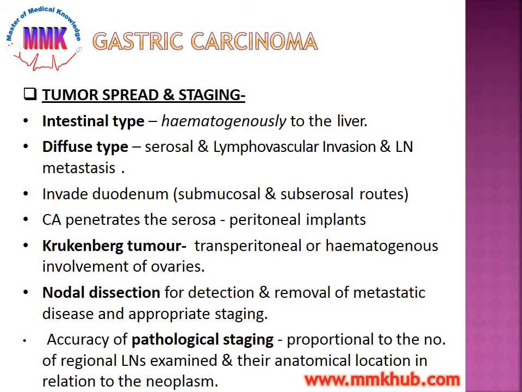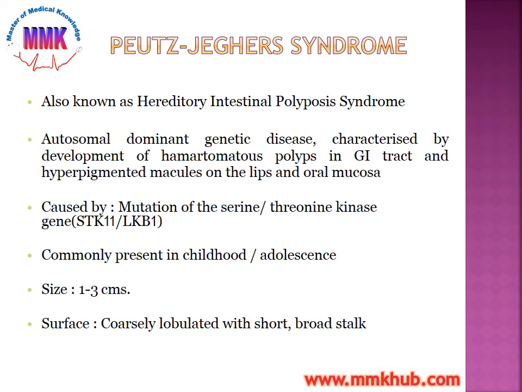For staging purposes, nodal dissection is done for detection and removal of the metastatic disease and to do the appropriate staging. Accuracy of the pathological staging is proportional to the number of regional lymph nodes examined and their anatomical location in relation to the neoplasm. That's all for the gastric carcinoma topic. Now, other pathological conditions.